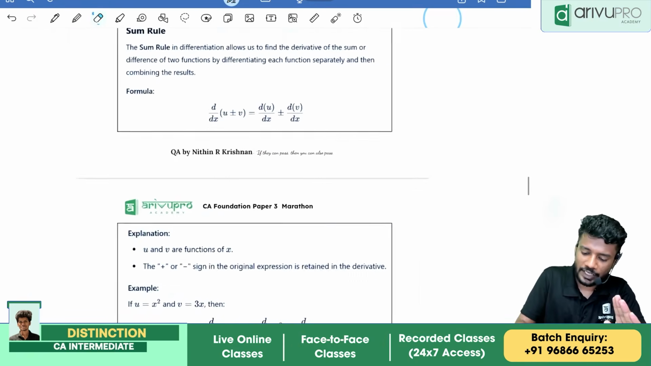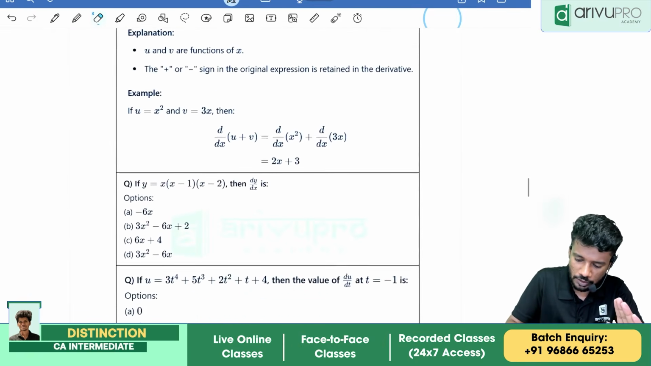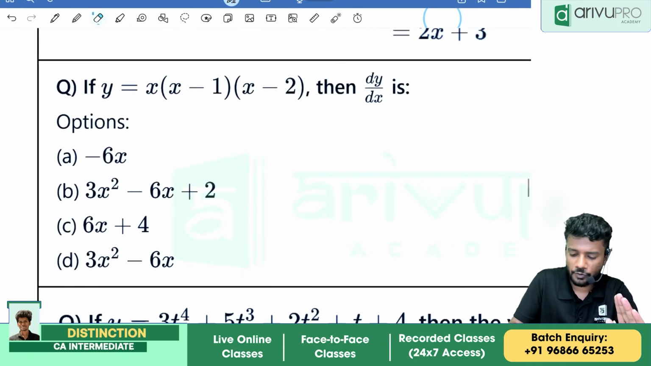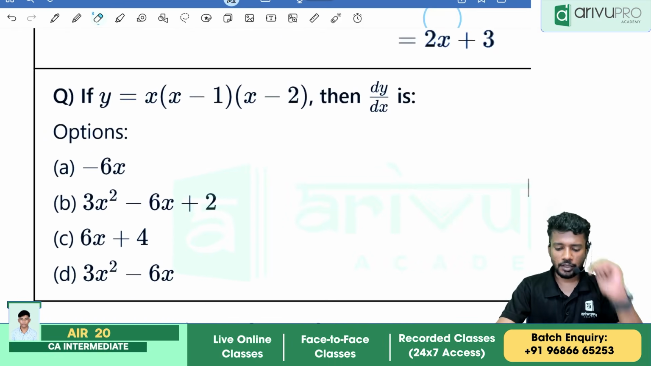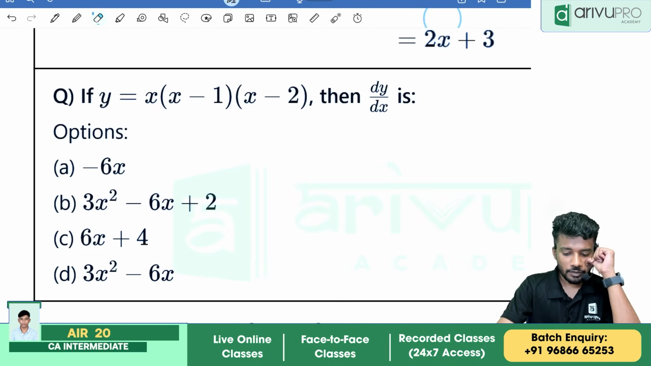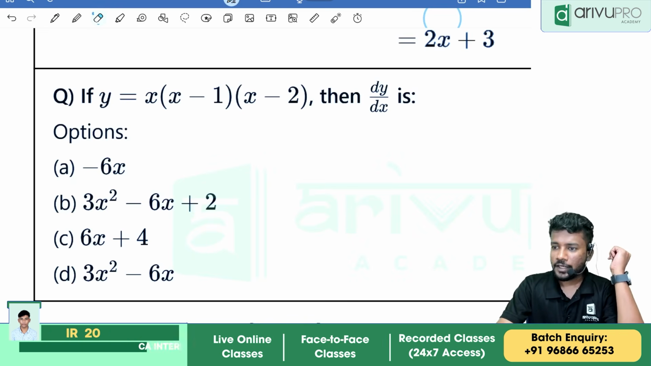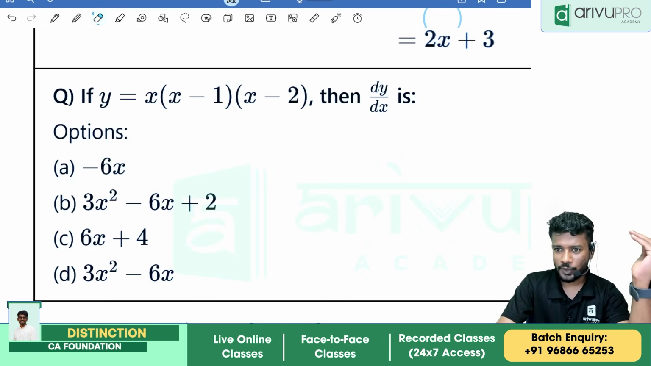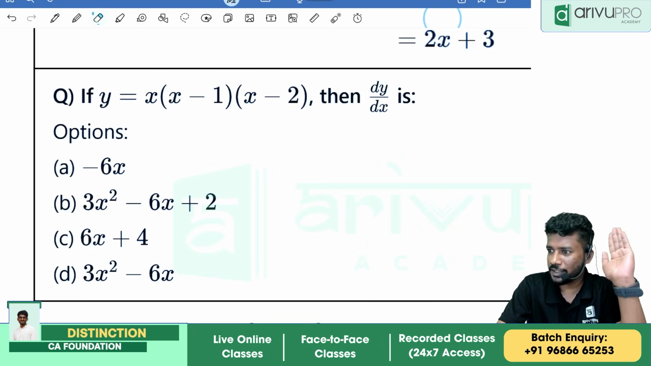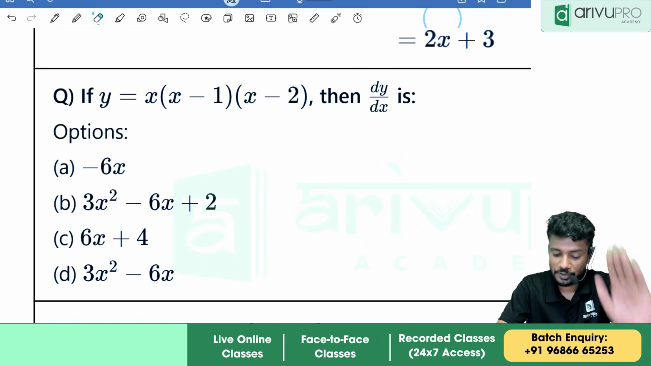Next one is, solve this for me. I'll teach you the easiest method, then we will complicate it. The easiest method is nothing but first we will open the bracket. For your understanding, we will open the bracket.